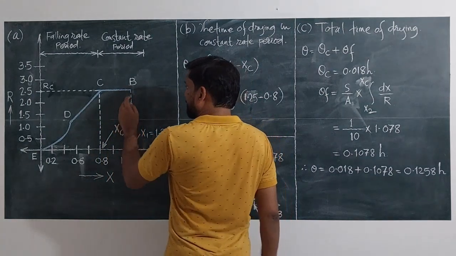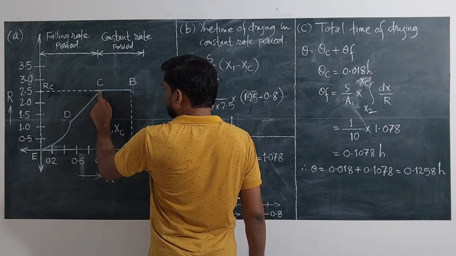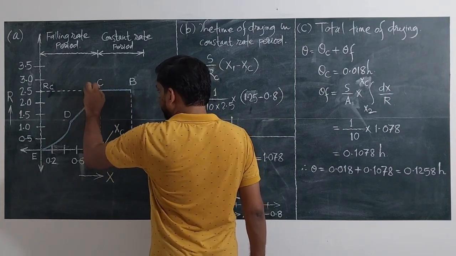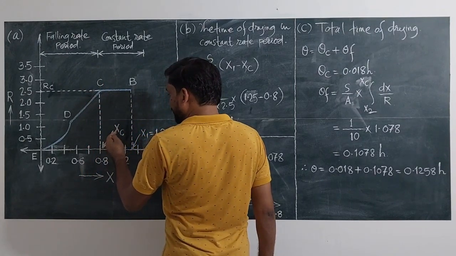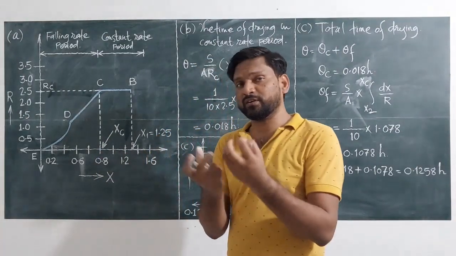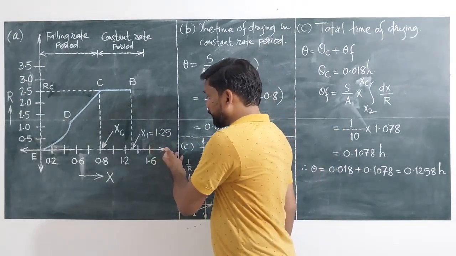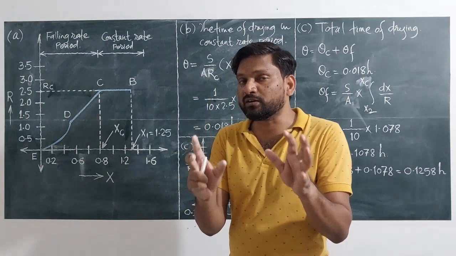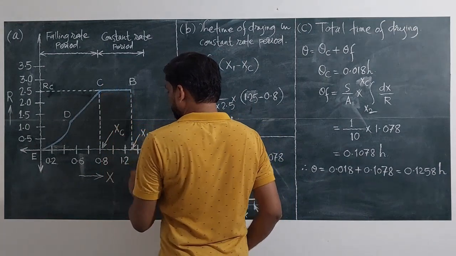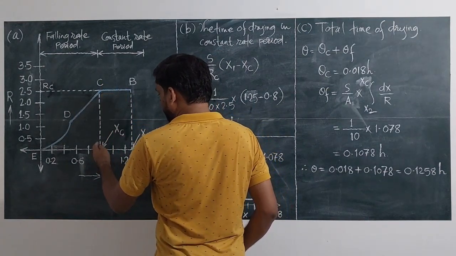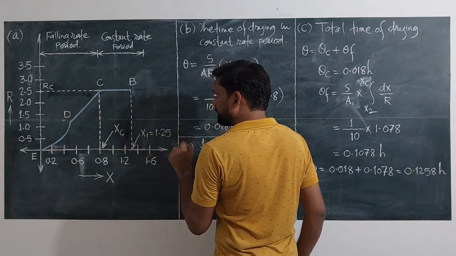We are able to see that the constant rate period lasts till point C, and this point C is at X equal to 0.8. So xc's value is 0.8. I am just reading the curve. In part A, I am not asked to locate 1.25 or 0.8. I am just reading a curve for you. So BC, constant rate period, from 1.25 to 0.8. Now 0.8 is critical moisture content and 1.25 is initial moisture content.